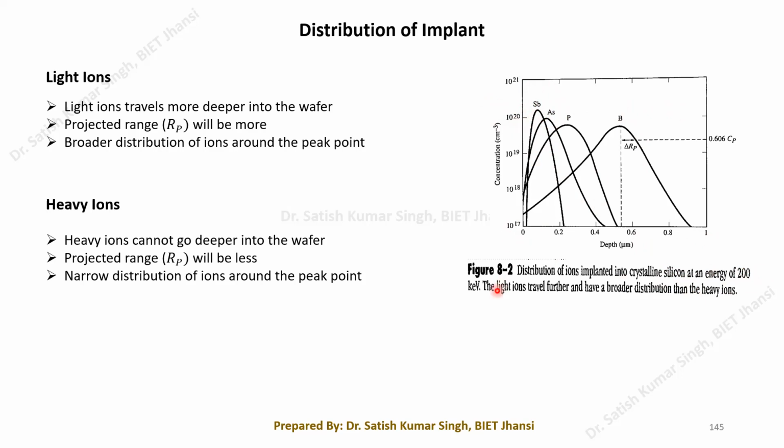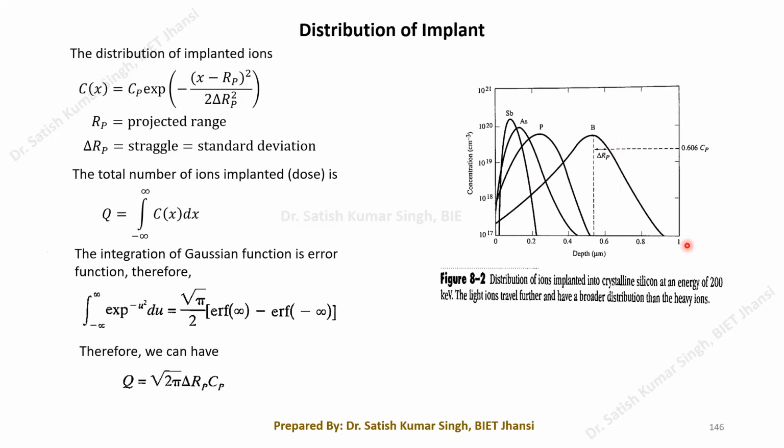Based on this, as we can see the distribution of the implant, this particular curve can be approximated as a Gaussian curve. In the first order approximation, we can say that it is a Gaussian distribution. It has a certain mathematical form. So how can this curve be represented mathematically?